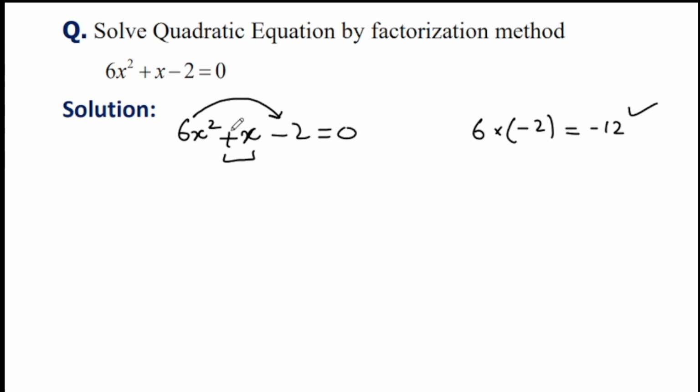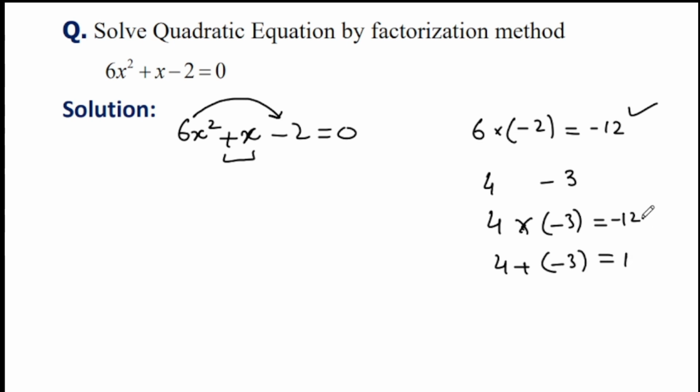The numbers satisfying these conditions are 4 and negative 3. The product of 4 and negative 3 is negative 12 and the sum of these two numbers is 1. So these conditions are satisfied by 4 and negative 3.